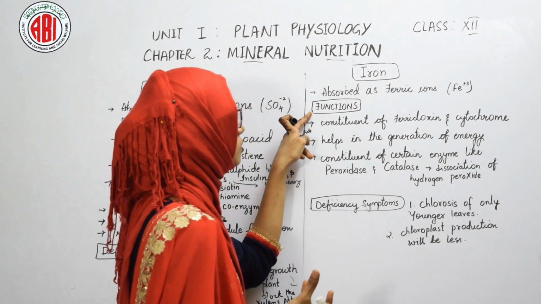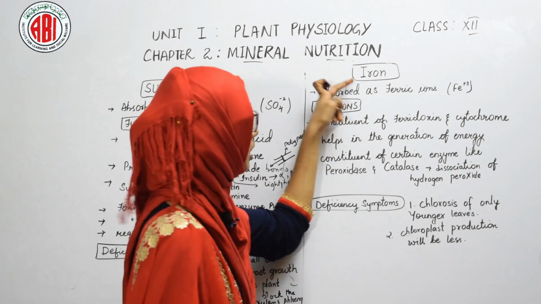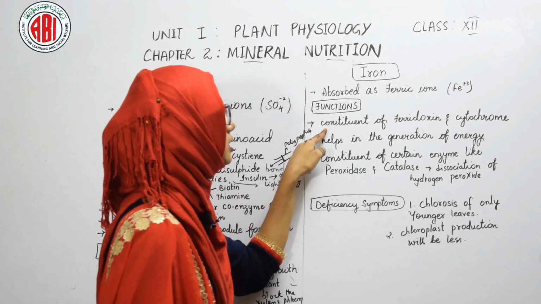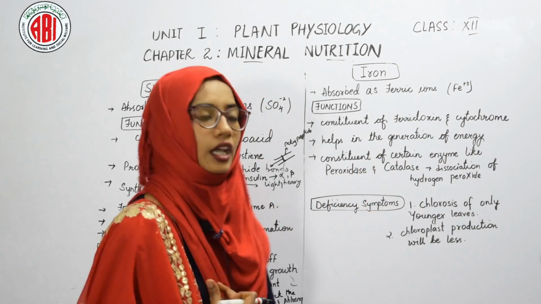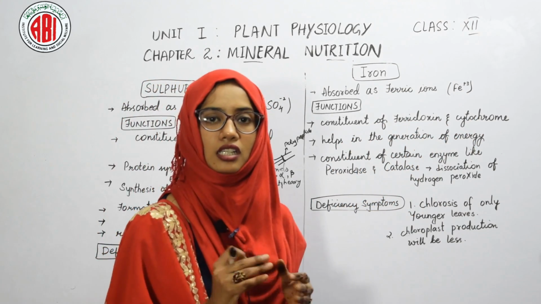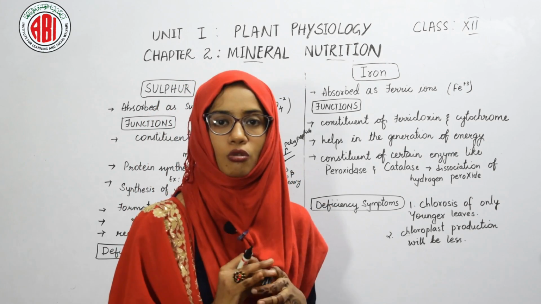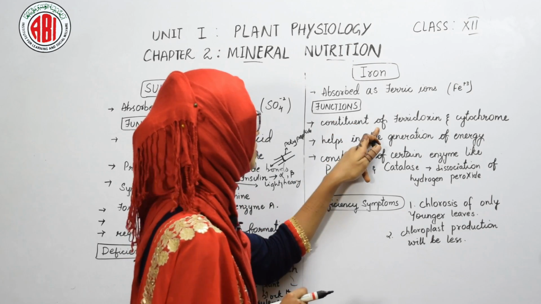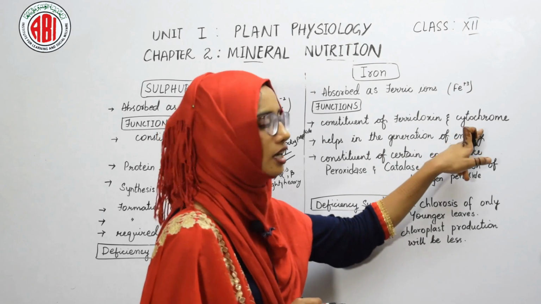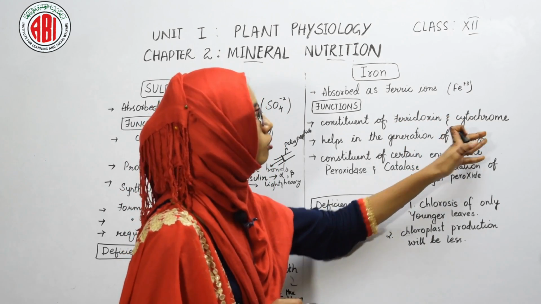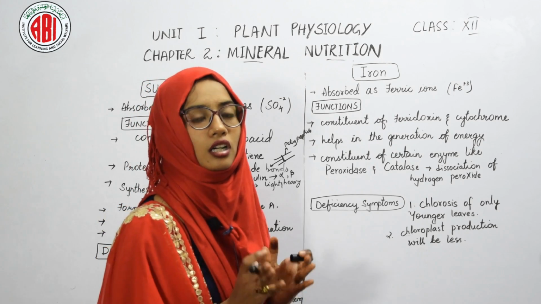Now, what are the functions which are going to be played by this element or mineral? Iron is a constituent of ferredoxin and cytochrome. In sulfur also we have seen that it is a constituent of ferredoxin, and even so iron also plays a major role as a constituent of the iron containing proteins called ferredoxin and cytochrome. Ferredoxin and cytochrome are the iron containing proteins which help in electron transport.